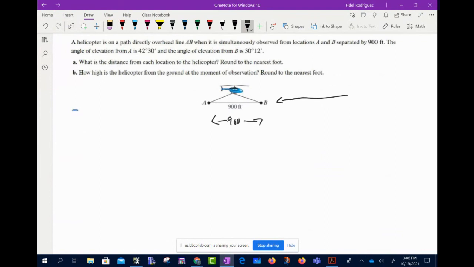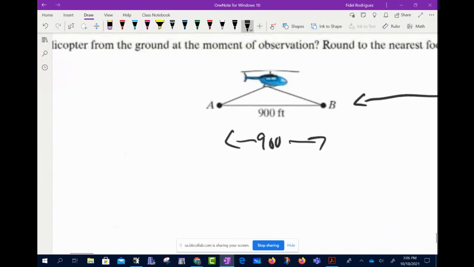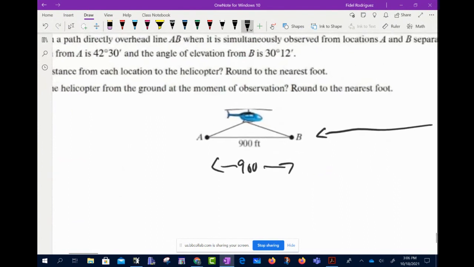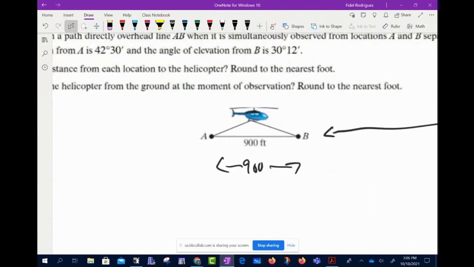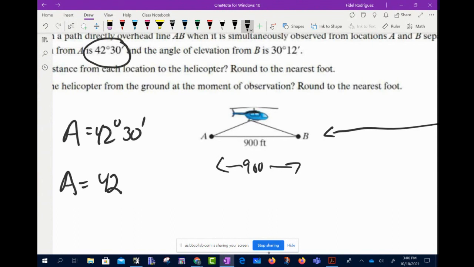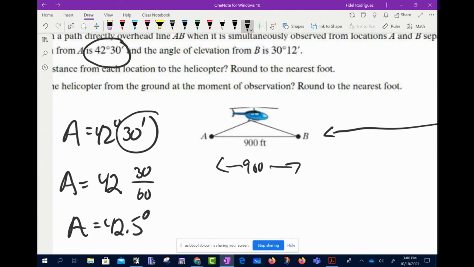Okay, let's see if we can figure this out. So y'all, we got a triangle here. I'm going to zoom in just so I can see this a little bit better. Here's my triangle. The first thing I want to do is, how would I write angle A? I know it's 42 degrees, 30 minutes. What I want to do is write it just in degrees. So don't I need to take this 30 and divide it by 60, because there's 60 minutes in a degree? And so wouldn't I say that angle A is 42.5 degrees?